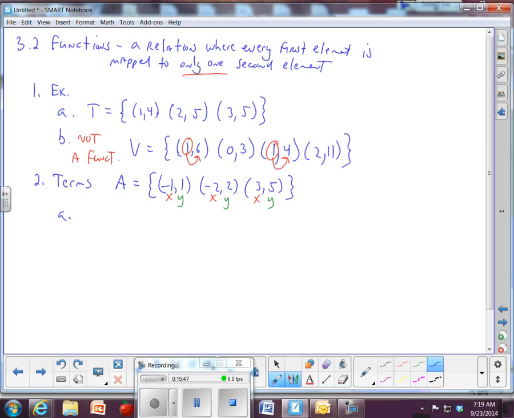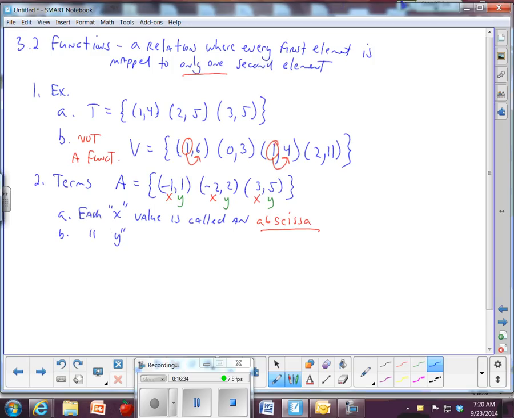Each x value is called, and I don't know if you remember this from Algebra 1, an abscissa, A-B-S-C-I-S-S-A. Each x value is an abscissa. So the -1 is an abscissa, the -2 is an abscissa, and the 3 is an abscissa. Each one is an abscissa.